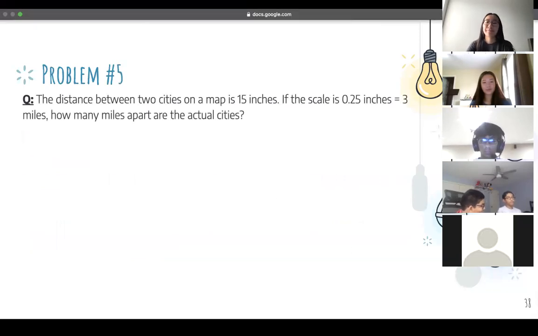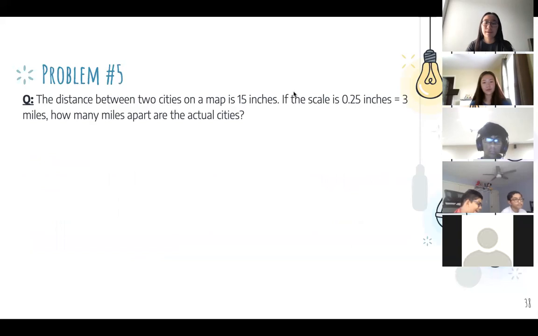All right, problem 5. The distance between two cities on a map is 15 inches. If the scale is 0.25 inches equals 3 miles, how many miles apart are these actual cities?